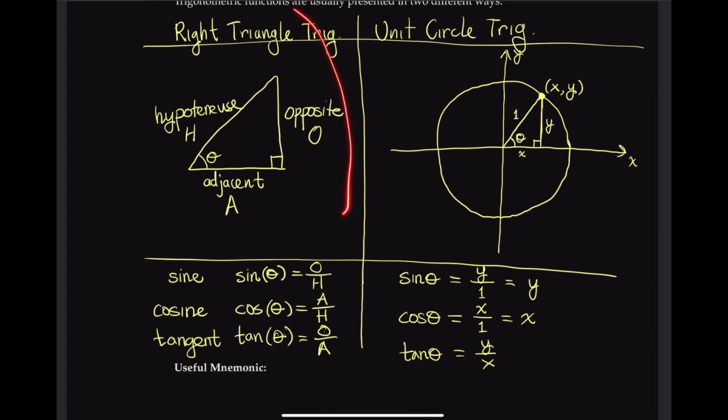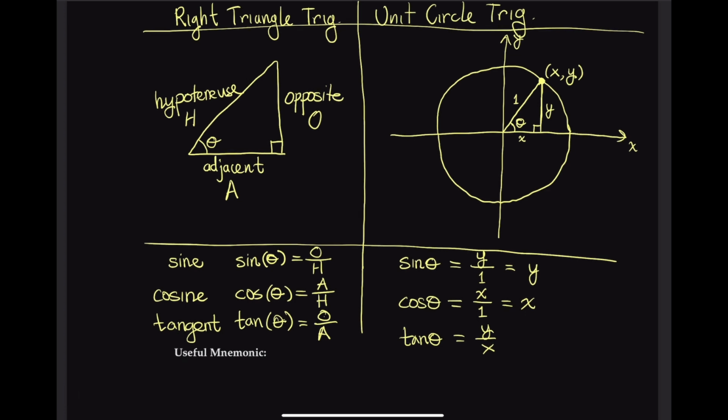We have right triangle trigonometry, where we can have a right triangle with a hypotenuse of any length, and then unit circle trigonometry, where we need to have the hypotenuse be equal to 1, and we're viewing this as a triangle embedded within the unit circle. Whether you use one or the other of these depends on the application, and we'll be using both.